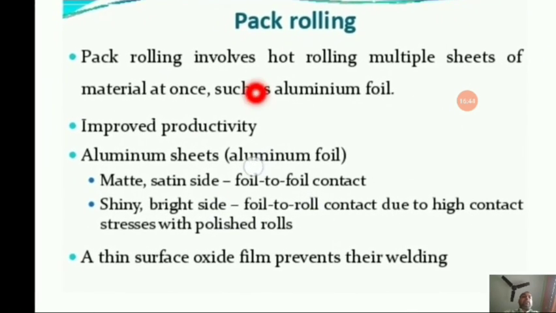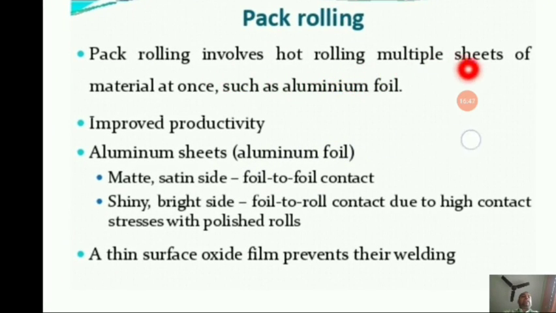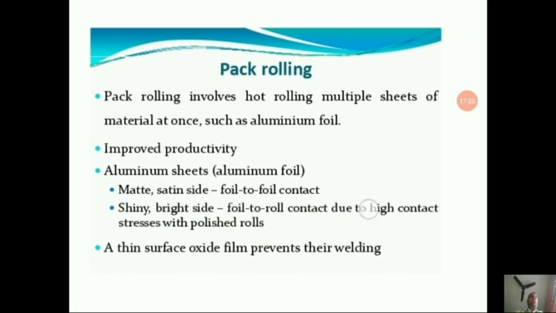Now pack rolling. Pack rolling involves hot rolling multiple sheets of materials at once, such as aluminum foil. Okay, and it is used for improved productivity. It is also used for making aluminum foils that are widely used by restaurants and packaging industries as well. And you can see over here, matte satin side foil to foil contact, shiny side foil to foil contact due to high contact stresses with polished rolls. A thin surface oxide film prevents their welding.